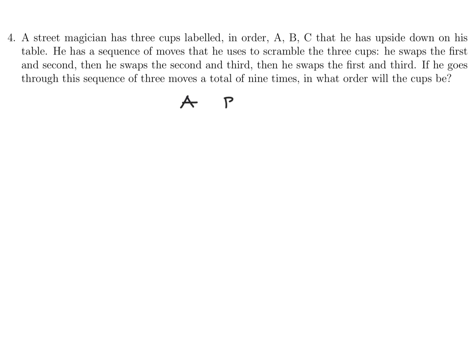Initially, it's ABC, right? And then for the first sequence of moves, he swaps the first and the second. So that means it becomes BAC. And then he swaps the second and third, so it becomes BCA. And then he swaps the first and third, so it becomes ACB. Okay, so this is the first series.